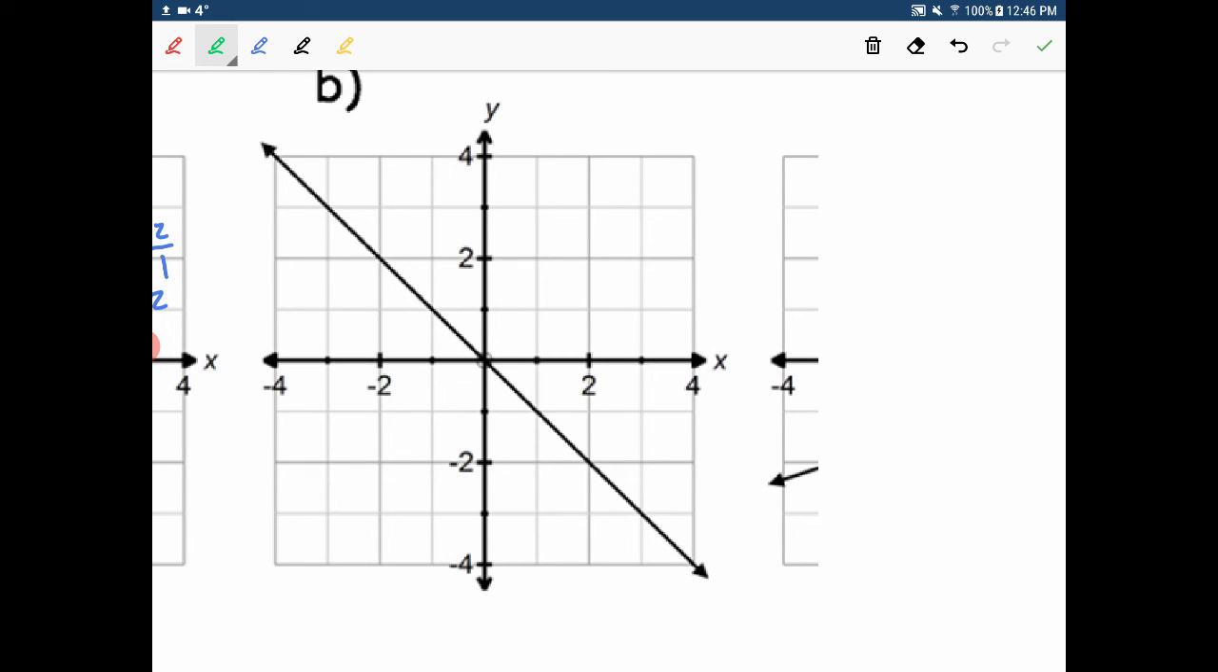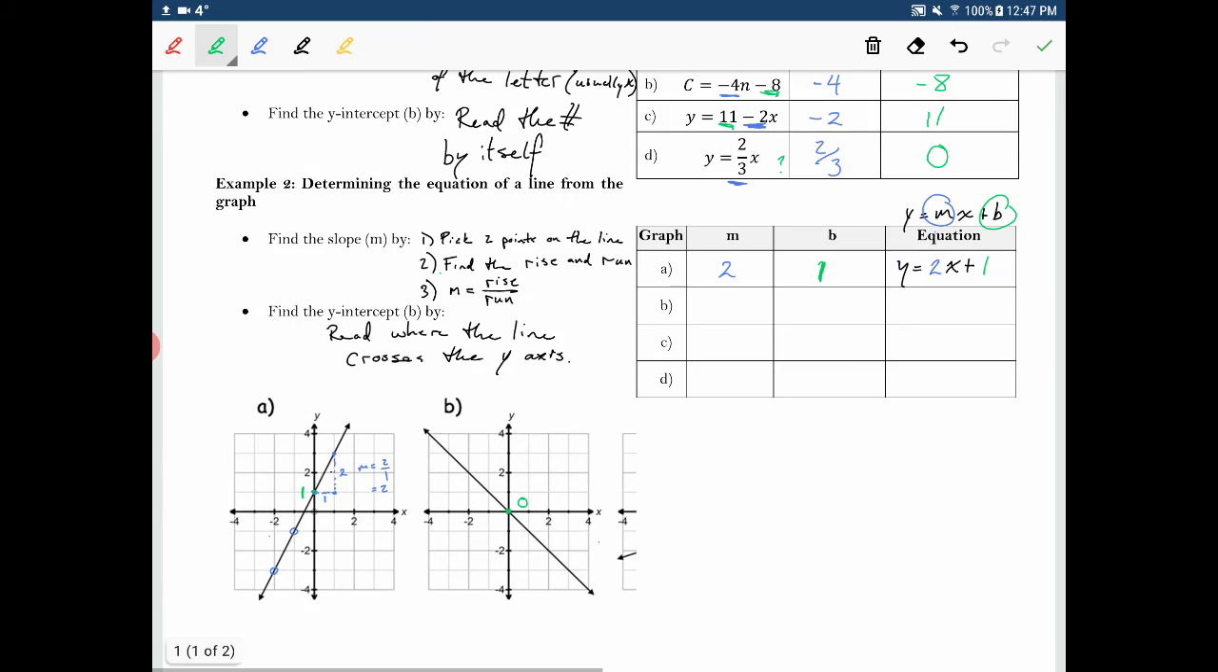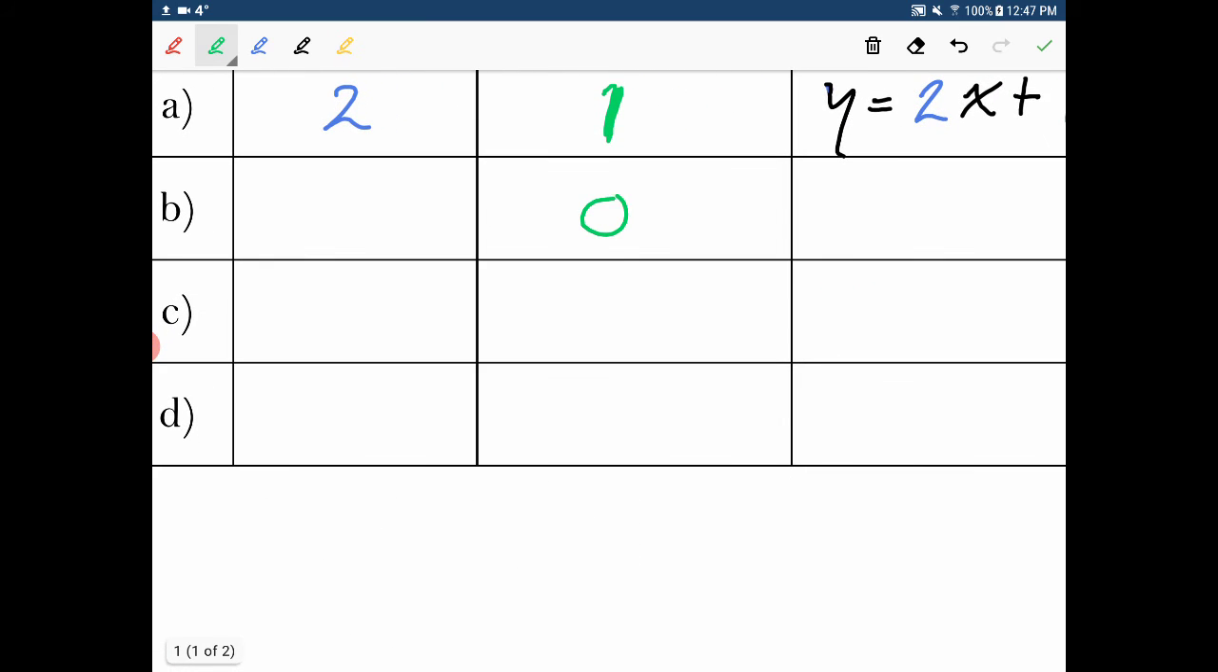So, let's see. Let's start with our y-intercept. Whoops. Y-intercept. So it's going right through there. So that's just going to be 0. You can see this is, again, direct variation. Everything else is partial variation. It goes through 0, 0. So it's direct variation. Gives us a b equal to 0.